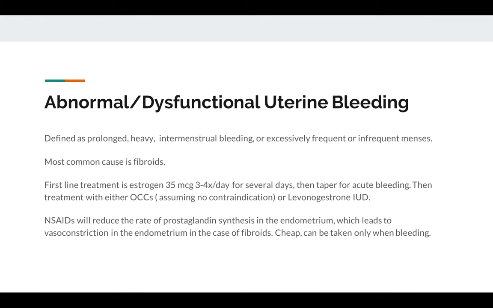NSAIDs can reduce the rate of prostaglandin synthesis in the endometrium, and this causes vasoconstriction. This is one of the reasons why NSAIDs are tremendously helpful in this population, and not just for discomfort, but also for heavy bleeding. And these are really cheap, and they can be taken when the patient's bleeding.